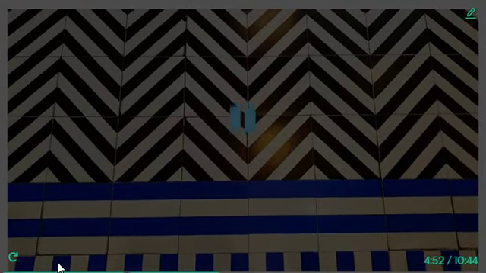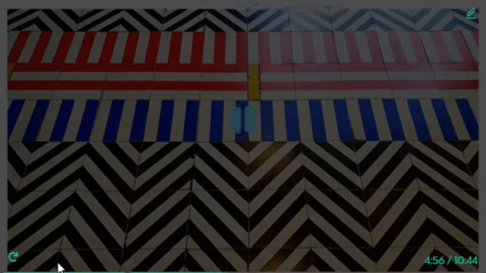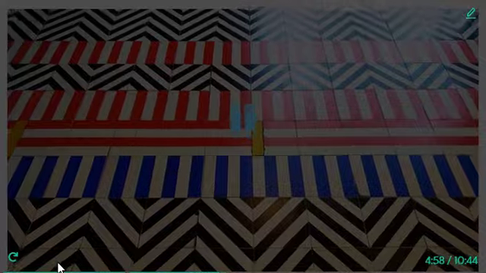3. Consider tile size and pattern. The size and pattern of the tile can play a significant role in achieving a harmonious blend.